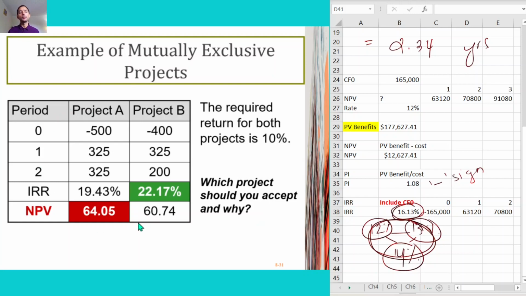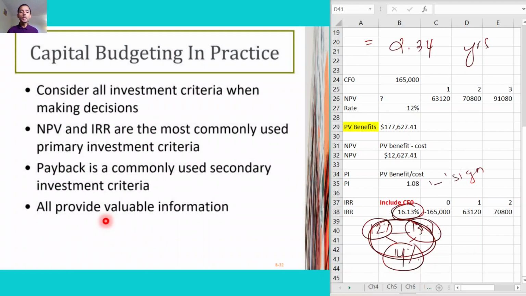What do you think? Between project A and B, if they are mutually exclusive, it means if you take one, you cannot take the other. So can you tell me which you should accept? You should accept project A, right? Whenever there is a conflict, always go with NPV. IRR says go with B because B's IRR is higher, but NPV says go with A. Always follow NPV. NPV is the king.